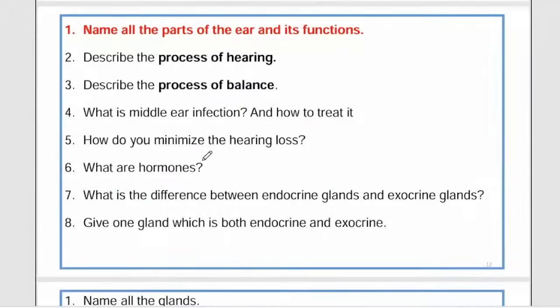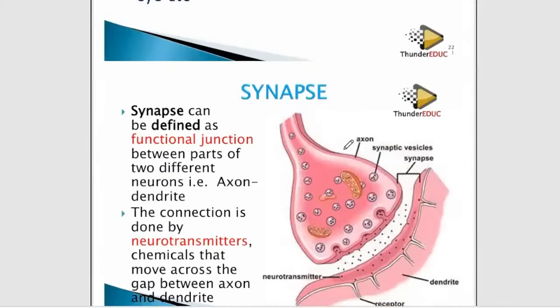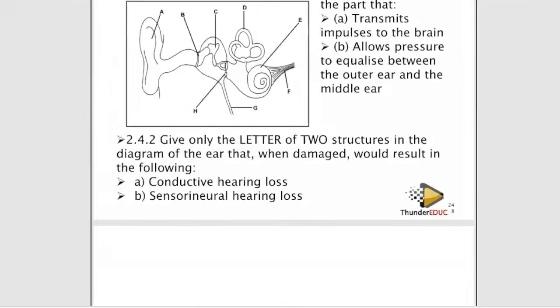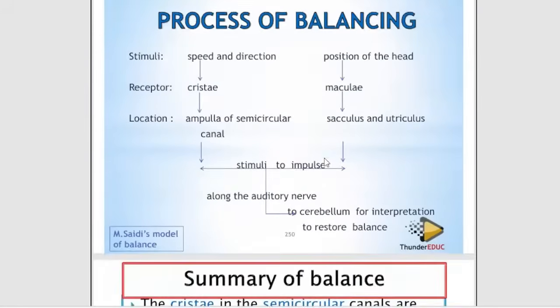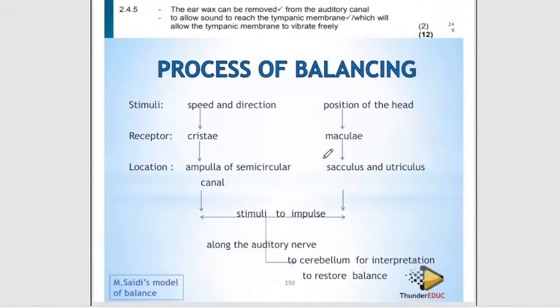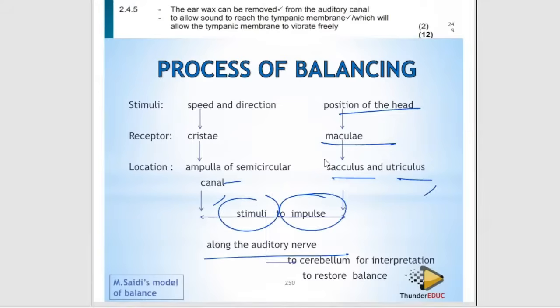And then balance, I talked about it. Please make sure that you can use this mode of balance. Changing the speed and direction of the head stimulates the crista found in the ampulla of the semicircular canal. Changing the position of the head stimulates the maculae found in the sacculus and the utriculus. The stimulus is converted into a nerve impulse and sent along the auditory nerve to the cerebellum for interpretation to restore balance.